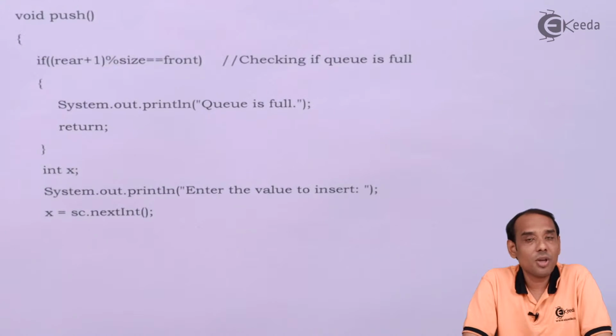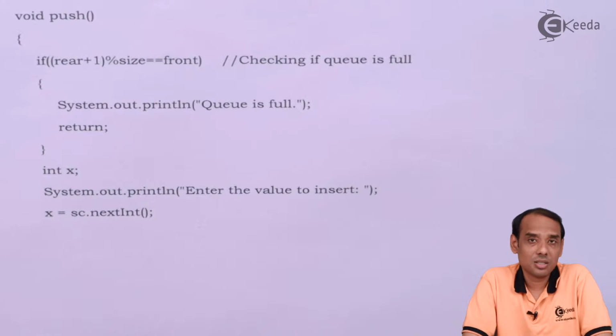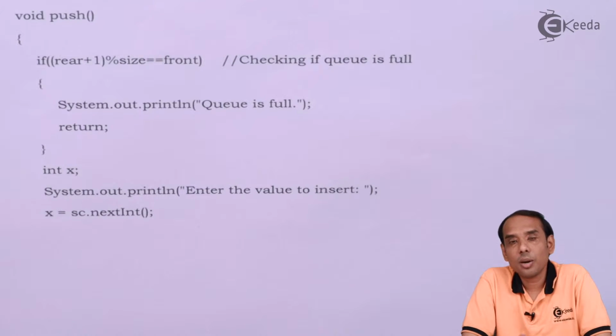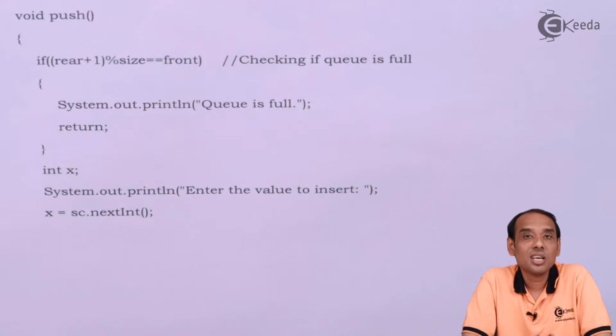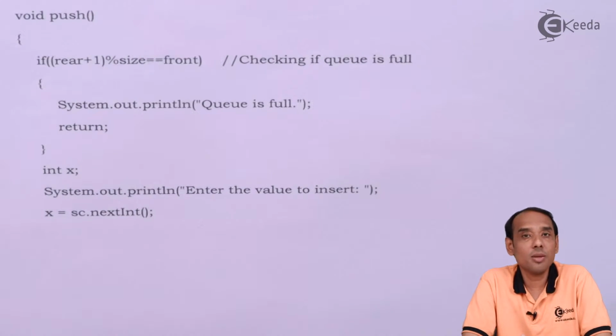We have already defined the size and we have two important variables, front and rear. Now, if rear plus 1 is coming out to be front, it means that we have already filled all the values which can be stored in the given circular queue. That is, the circular queue is full. Now we cannot insert any more elements into the circular queue.